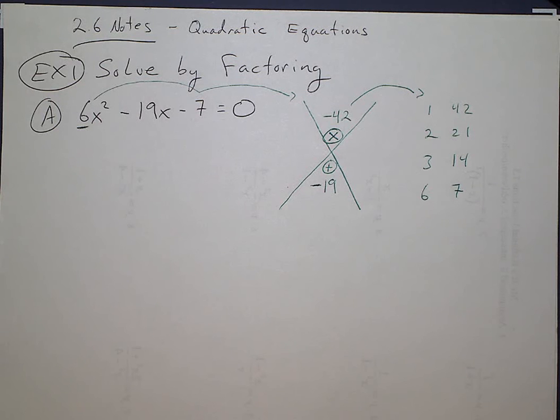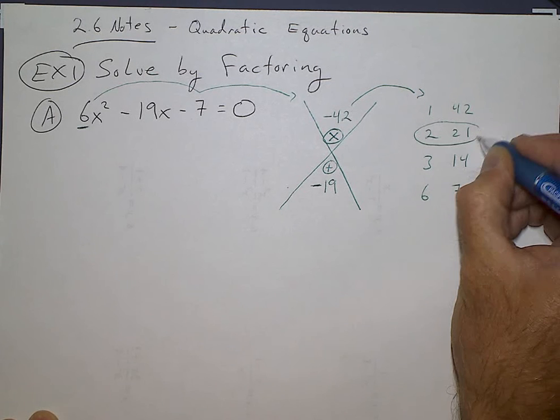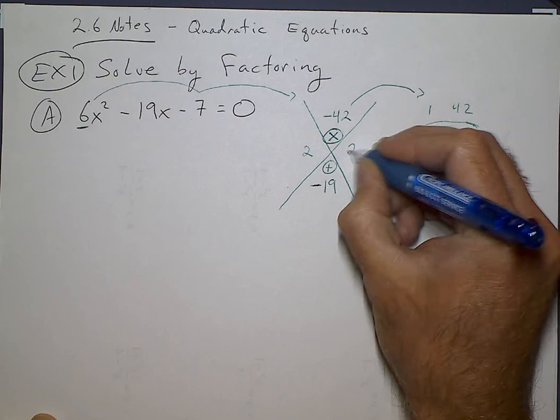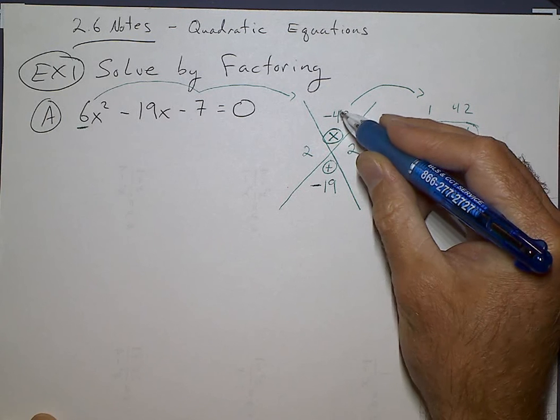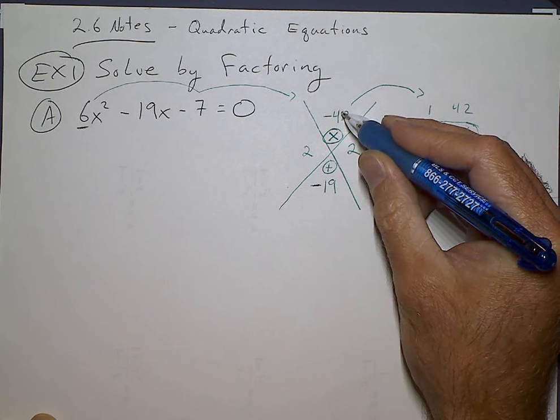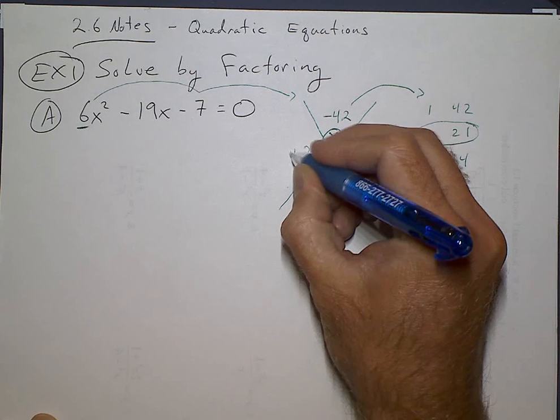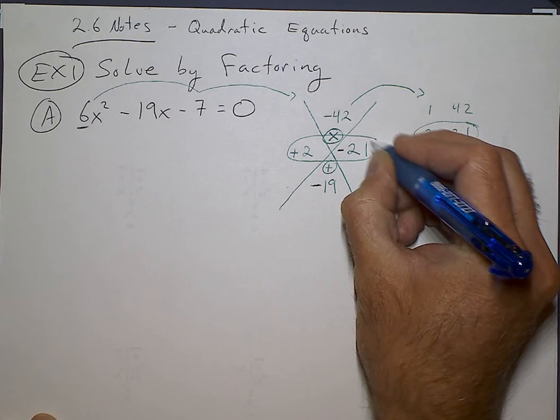So now can I make a 19 out of any of these? 2 and 21, right? So I take my 2 and my 21. It multiplies to a negative, so one of them has to be negative. It adds to a negative, so that means big one negative, small one positive. These are the 2 numbers that we went through all that effort to now find.